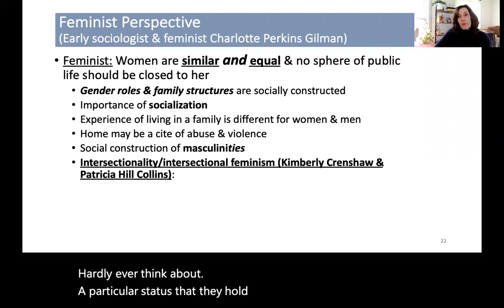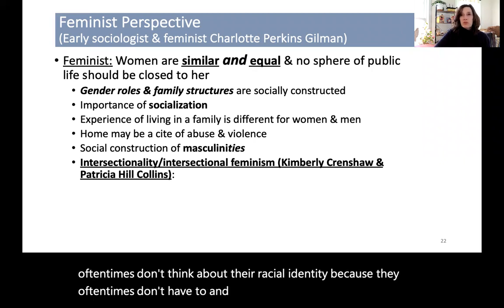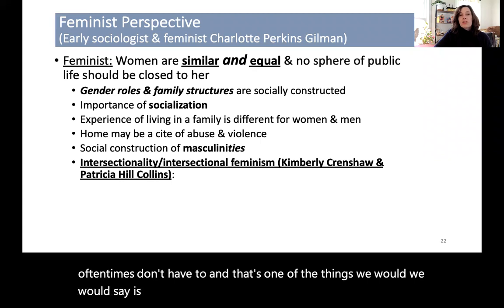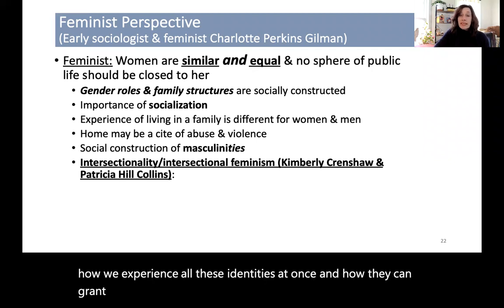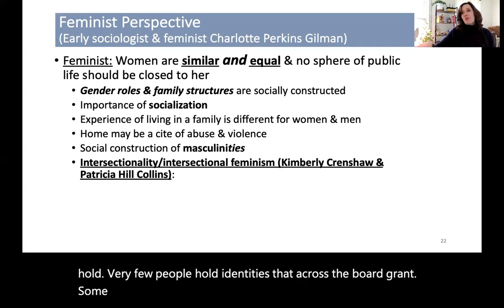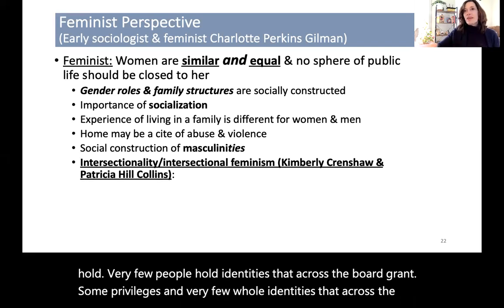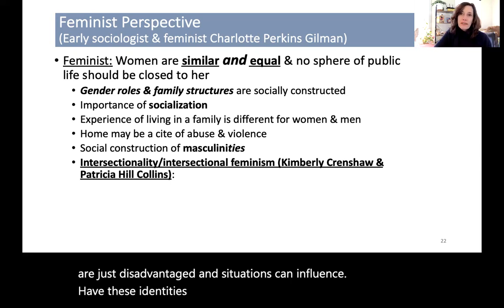For example, white people oftentimes don't think about their racial identity, because they oftentimes don't have to. And that's one of the things we would say is associated with privilege. But it is to take into account how we experience all these identities at once, and how they can grant us privilege and disadvantage. Very few people hold identities that across the board grant some privileges, and very few hold identities that across the board are just disadvantaged, and situations can influence how these identities are experienced, and so that's important.